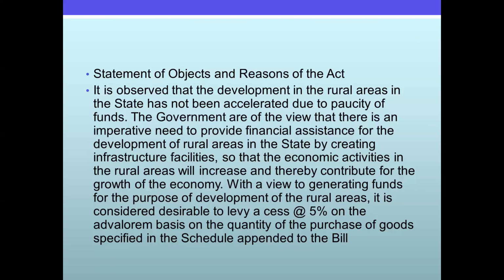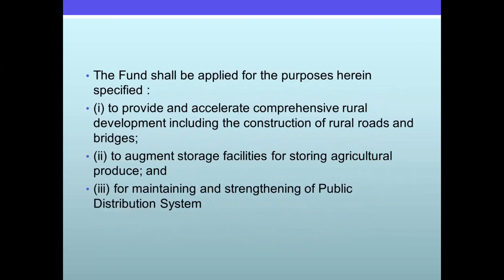With a view to generating funds for the purposes of the development of rural areas, it is considered desirable to levy a cess and so on and so forth. The fund, as the statute provided, shall be applied for the purposes specified thus. Number one, to provide and accelerate comprehensive rural development, including the construction of rural roads and bridges. Number two, to augment storage facilities for storing agricultural produce and for maintaining and strengthening the public distribution system.